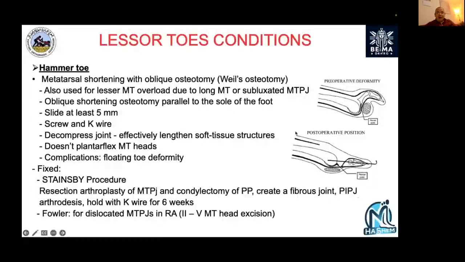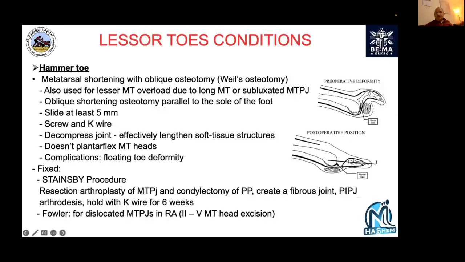To explain how we do the Weil's, basically, your problem with the hammer toe, if it becomes inflexible, is that the MTP joint is already dislocated. So you see the proximal phalanx is very high up. Okay, and all you need is to bring this down.